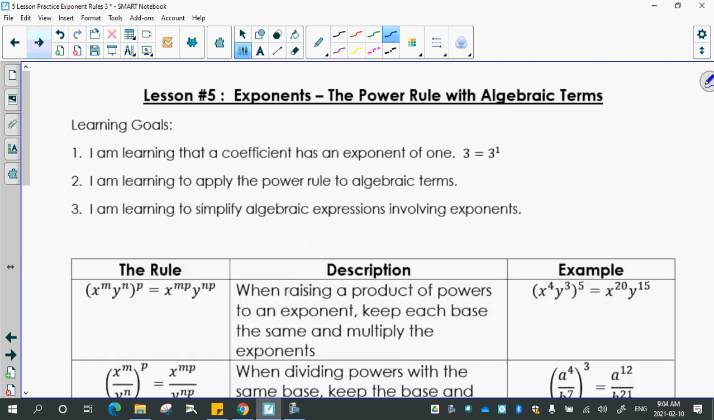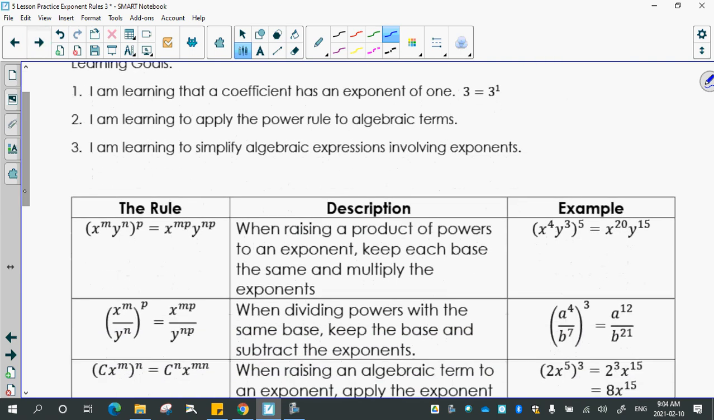Okay, so lesson number 5, exponents, the power rule with algebraic terms. So we're learning that a coefficient has an exponent of 1, okay, which we talked about during the whiteboard activity. We're learning to apply the power rule to algebraic terms, and we're learning to simplify algebraic expressions involving exponents. So this rule looks really crazy here with the m exponent, the n exponent, and the p exponent. They just represent any number.